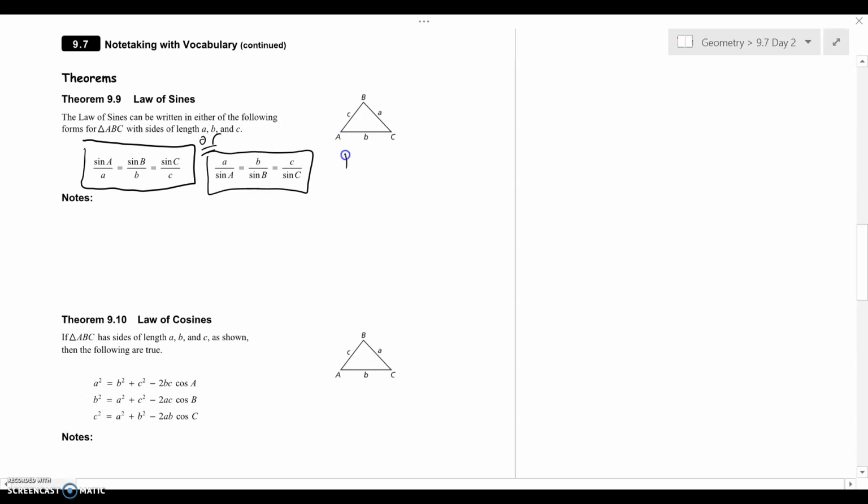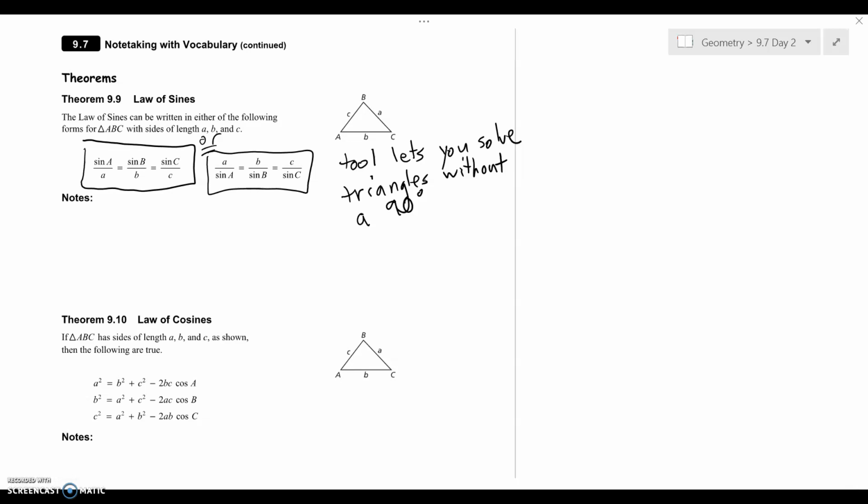So it is a tool that lets you solve triangles without a 90-degree angle. So it opens up the ability to solve a triangle. And again, solving a triangle means finding all 6 pieces, so all 3 sides and all 3 angles. And up till now, we've just been doing it for 90 degrees. But this lets us do any triangle.